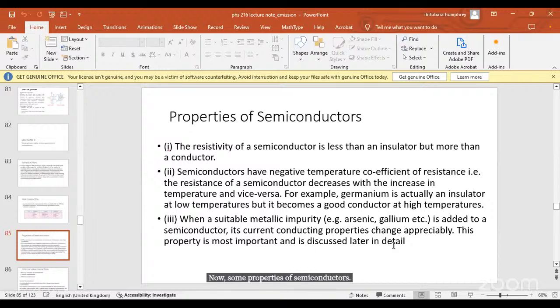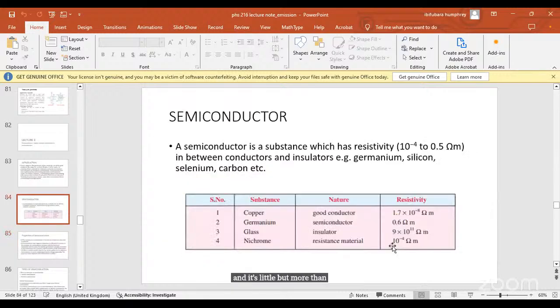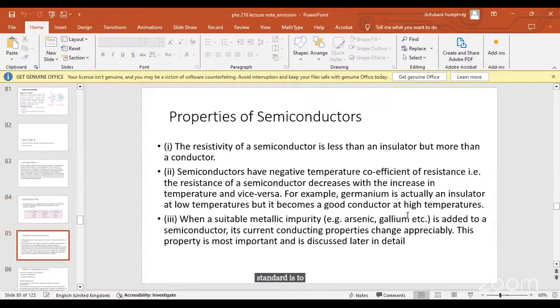The first one is that the resistivity of a semiconductor is less than an insulator, but more than a conductor. So if you look at this, you see semiconductor is 0.6, which is far less than an insulator, 9 × 10¹¹, but is more than copper, which is a good conductor, 1.7 times 10 raised to minus 8.